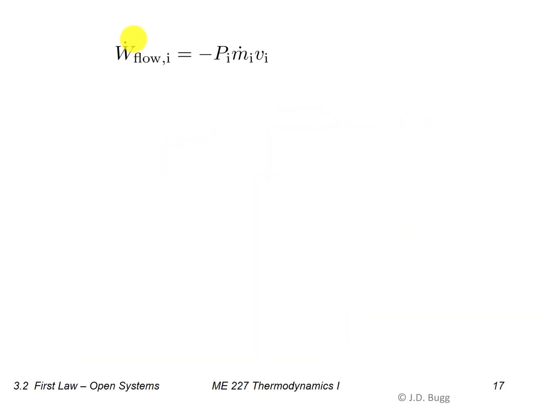Then this becomes W dot over here. We're still talking about flow work and we're still at the inlet. And that's going to be the pressure at the inlet times the specific volume at the inlet multiplied by the mass flow rate. Notice this is now m dot, the mass flow rate. The other thing that I've done in this line is I've put a negative sign in front of here.